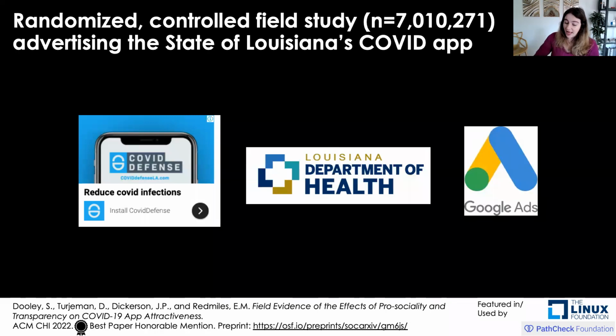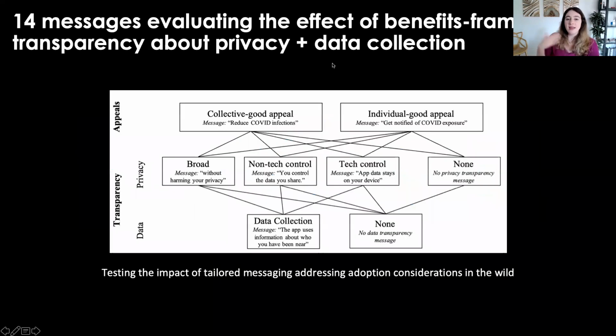And Google display ads are the ads that you see kind of in the sidebar when you do Google searches on your mobile phone, et cetera. We ran that campaign of theirs. And in this campaign, what we did was we used 14 different messages to advertise the app. And we controlled what was put in each of these messages in order to look at the effects of different kinds of appeals. So whether we appealed to individual good, get notified of COVID exposure, or to collective good, reduce COVID infections, as well as transparency.